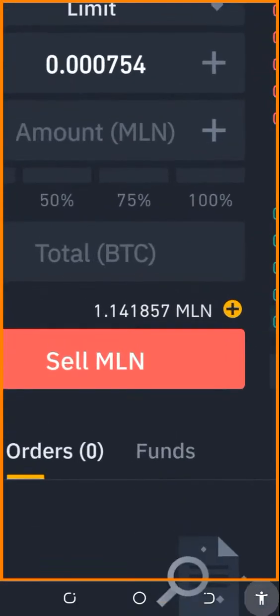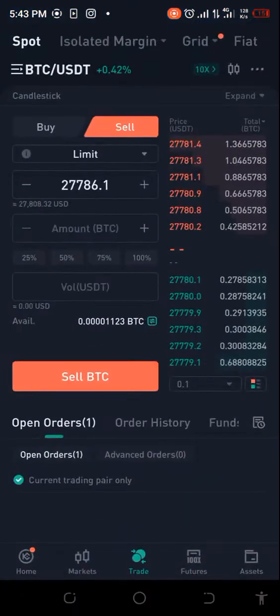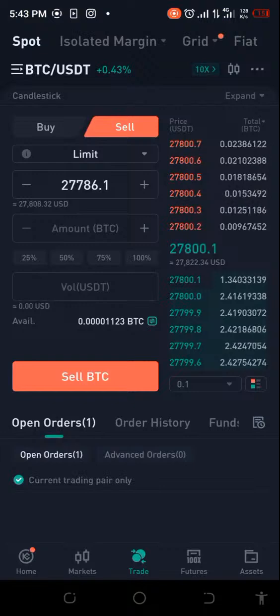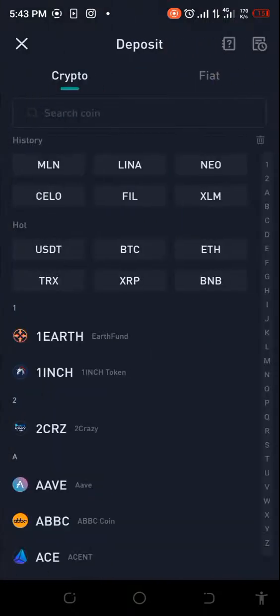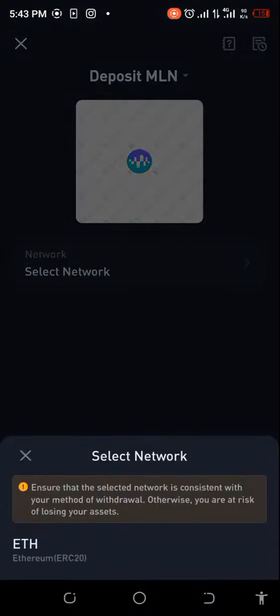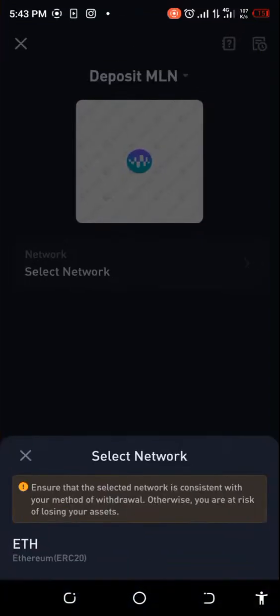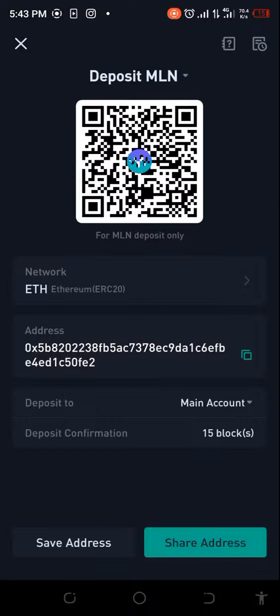So what do we have here? 1.14. Now we're going to send this right to KuCoin. Let's make this really fast. Let's go to KuCoin and pick out the deposit address. We're depositing it, right? So let me click on MLN. It's called Enzyme. I had to check the names because you don't want a case where, excuse me, so it's ETH. Yeah, so it's a deposit address that's Ethereum.